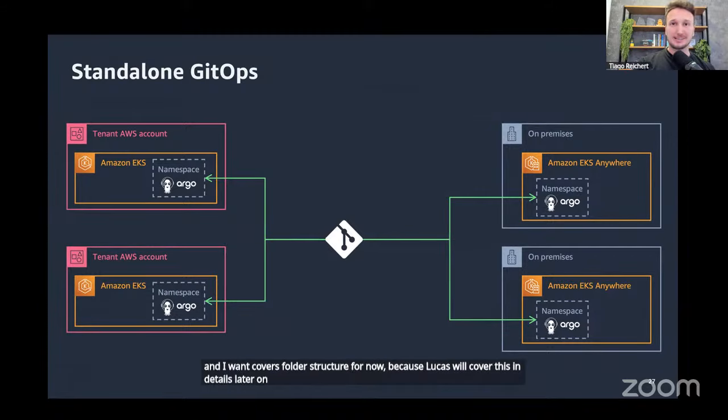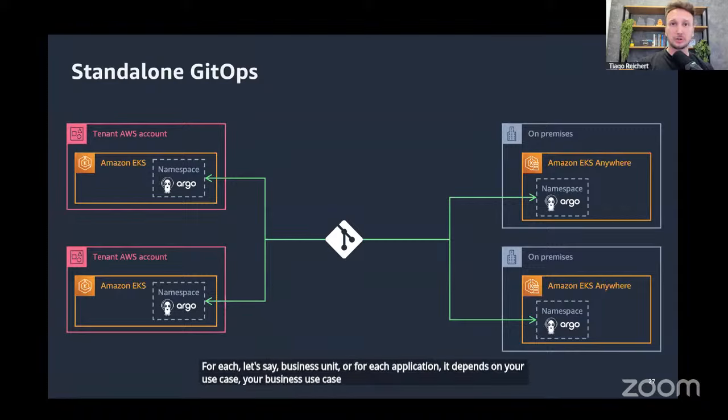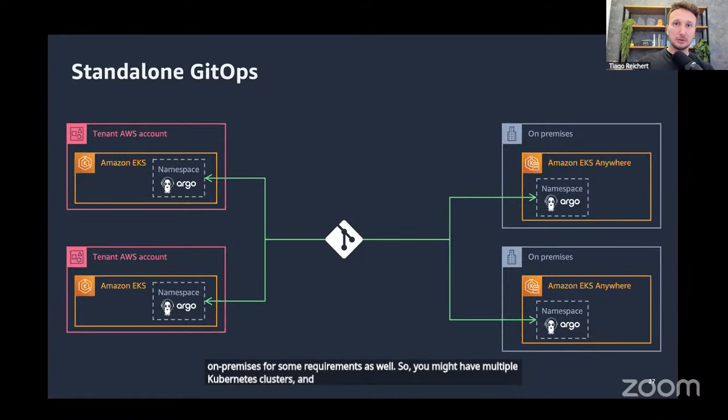But we could have a single Git repository and have, for example, a Kubernetes cluster, in this case, for example, EKS, for each, let's say, business unit or for each application. It depends on your business use case how you will structure this. You might need to have, for example, Kubernetes clusters on premises for some requirements as well. So you might have multiple Kubernetes clusters, and each business unit, let's take that as an example for now, will manage each of those clusters.